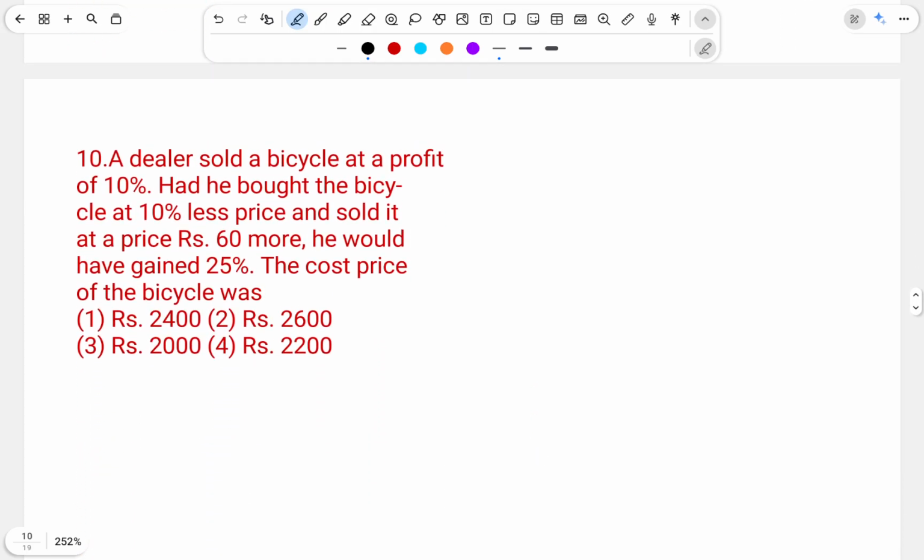A dealer sold a bicycle at a profit of 10%. Had he bought the bicycle at 10% less price and sold it at a price of 60 more, he would have gained 25%. Let CP be 100x or 100. He sold it at 10% profit, means 110x. Now what they are saying, he bought the cycle at 10% less. While purchasing itself, he would have asked and bought it for 10% less. Then it becomes 90x.